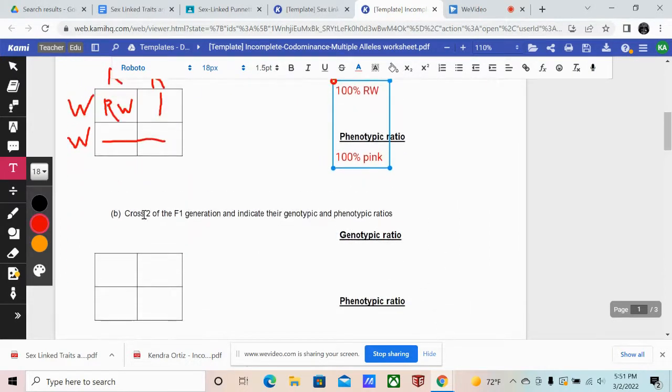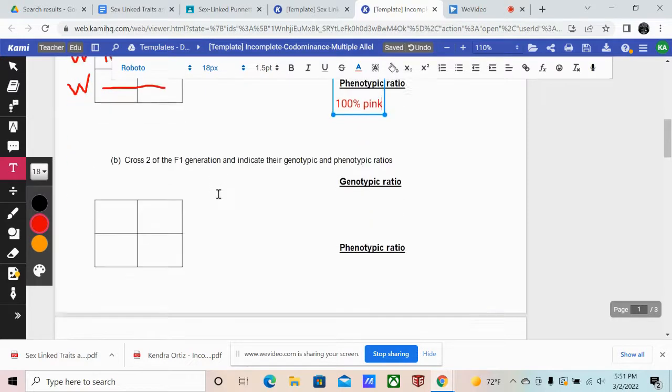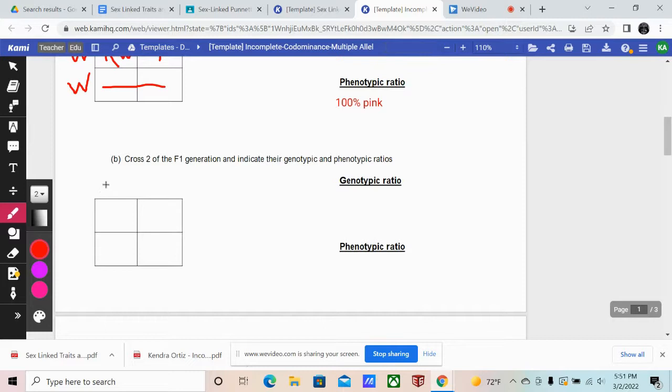And this one, whenever it says cross the F1 generation, it's just asking you to cross two of these that are in the box. So I'm crossing two pink flowers, RW, red and white makes pink, with another RW, and it's going to be exactly like the first one we did with the cows. This one's going to be RR, of course. My mouse is super sensitive. This one's going to be RW. This one's also going to be RW. And this is WW.